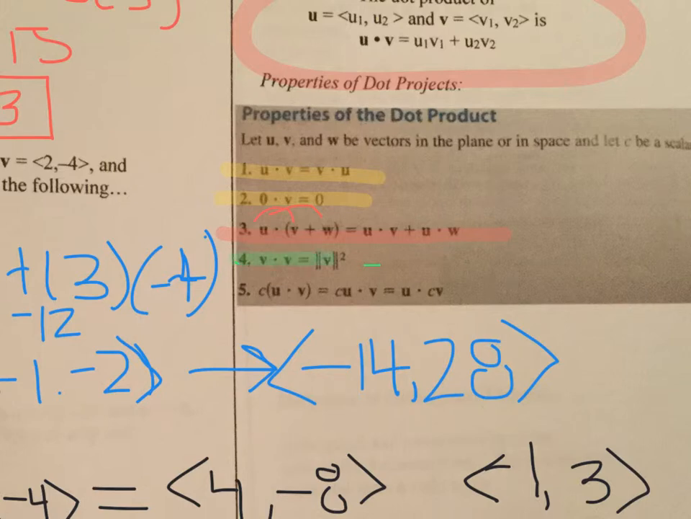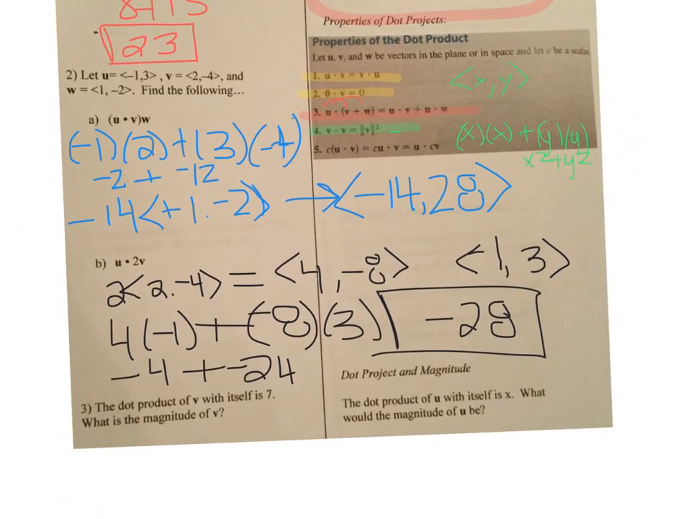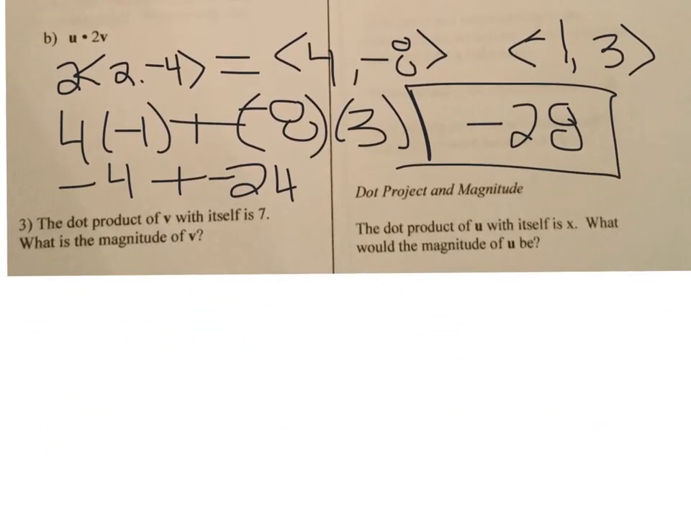So this bottom one right here, it says that v dot v equals the magnitude squared. And that makes sense because if I have some vector v, I'm going to call it x, y, and I dot that vector with itself, that means I'm going to have x times x plus y times y. Well, that's x squared plus y squared. And if we do the distance formula or Pythagorean theorem, we get that x squared plus y squared. So now I'm going to use that idea to do this problem down here.